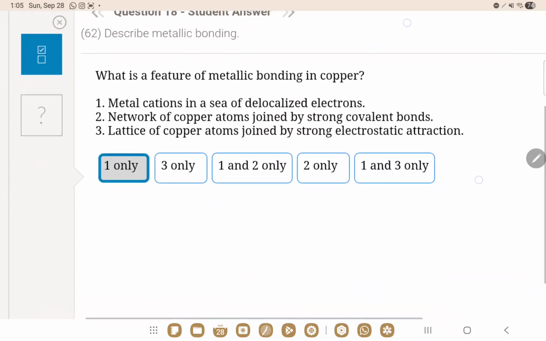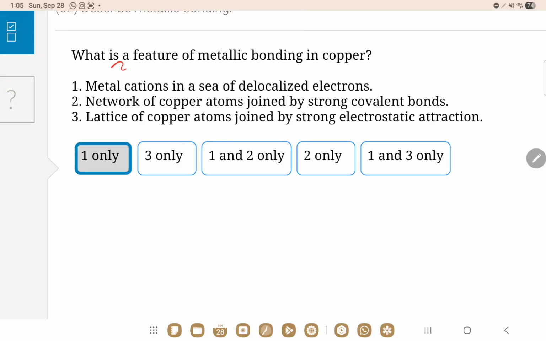And this question, it was in the AP quiz, but I'm going to explain it really quick. It's metal cations in a sea of delocalized electrons, because that's how you do metallic bonding. Is it a network of covalent bonds? No, there are no metals that covalently bond to other metals. And is it a lattice of copper atoms? No, it's a lattice of copper positive ions. So 1 is the only correct one.